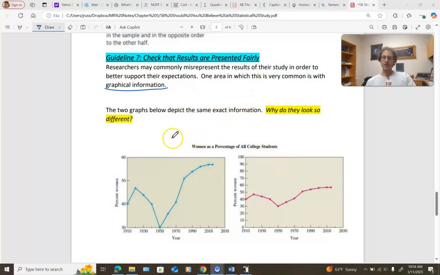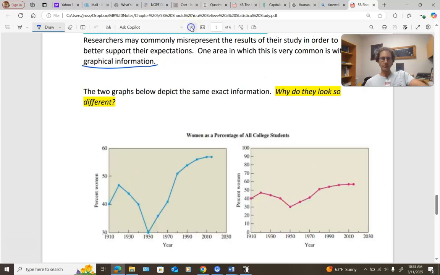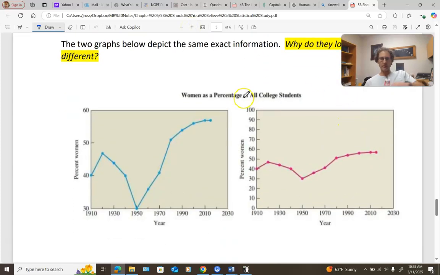However, because of the way it's done in each of these graphs, it can paint a different picture or portray a different narrative. The two graphs depict the exact same information. So why do they look so different? Let us zoom in. What do these show? It says women as a percentage of all college students, so basically the percentage of women that are going to college. Look at these two graphs. They look very different, but they each portray the same information.